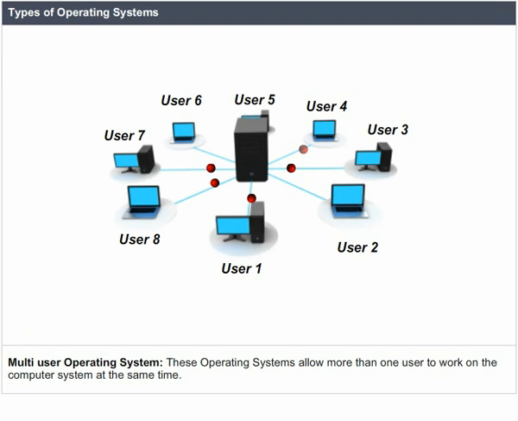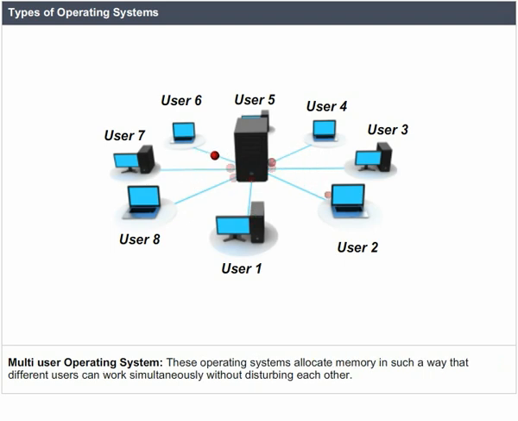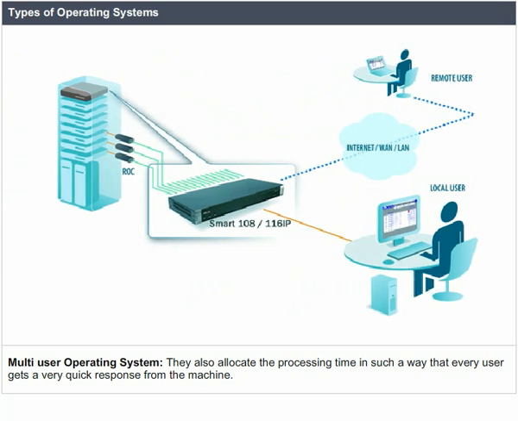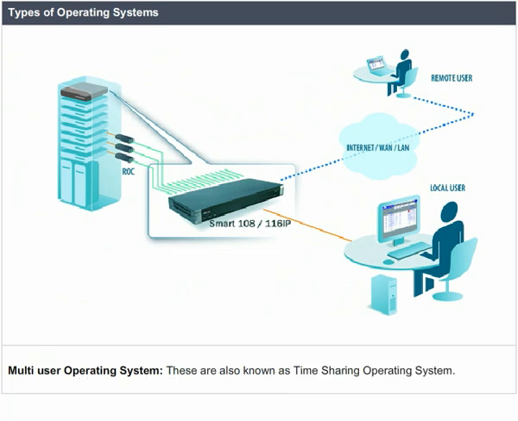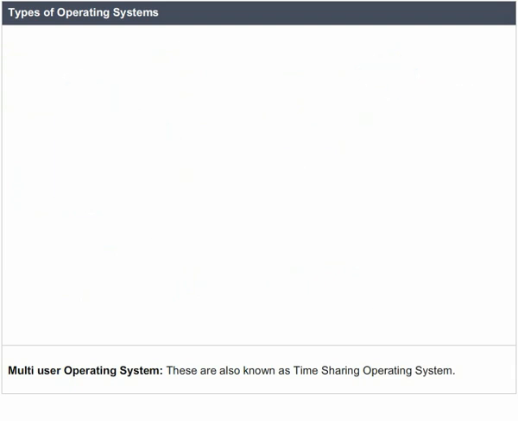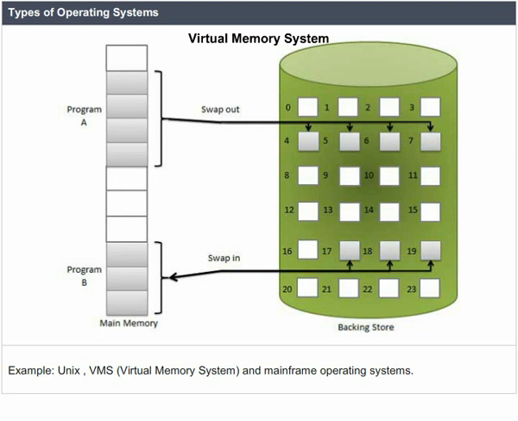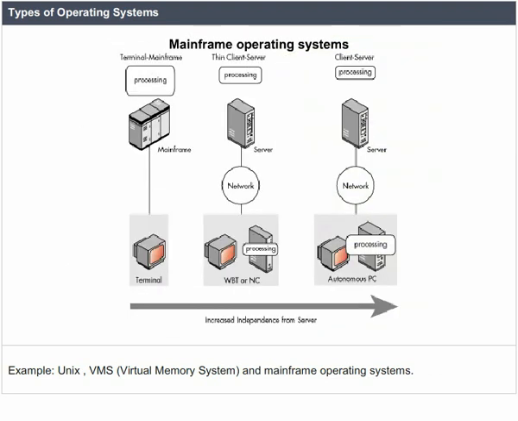Multi-user operating system. These operating systems allow more than one user to work on the computer system at the same time. These operating systems allocate memory in such a way that different users can work simultaneously without disturbing each other. They also allocate the processing time in such a way that every user gets a very quick response from the machine. These are also known as time-sharing operating systems. Example: Unix, VMS, Virtual Memory System, and mainframe operating systems.